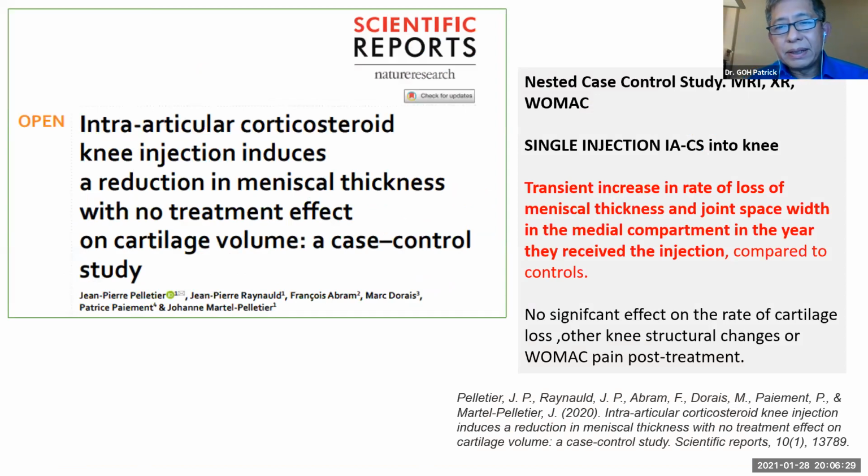This is a study which appeared just last year in 2020, and it was about a single intra-articular corticosteroid knee injection, and was found to reduce the meniscus thickness with no treatment effect on cartilage volume. It was what they call a nested case control using a registry, and there was no significant effect on rate of cartilage loss, but there seemed to be a transient increase in the rate of loss of meniscus thickness in the year they received the injection. We don't know the clinical significance of that, but it was an interesting finding nonetheless with a single injection.